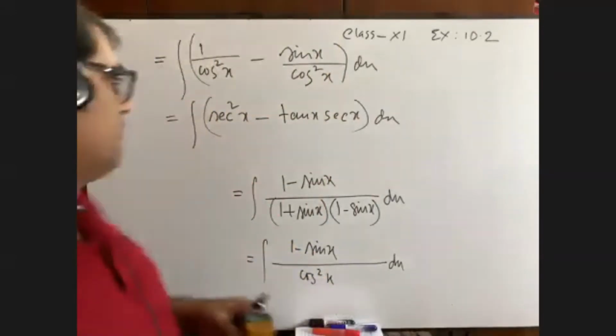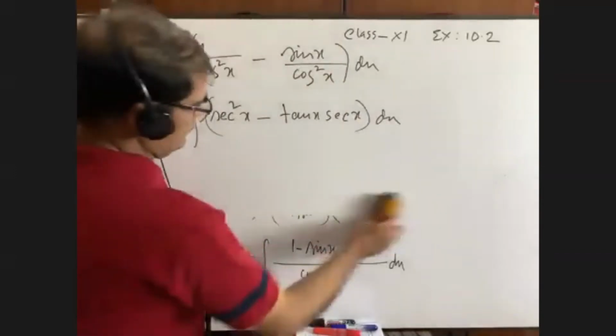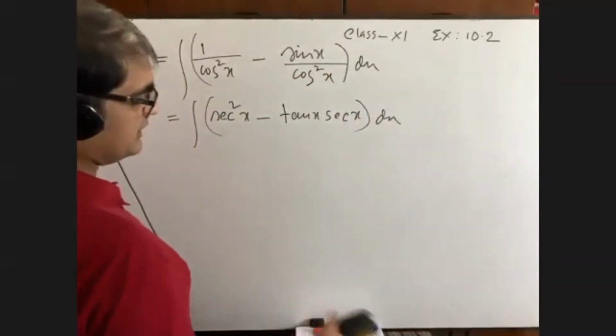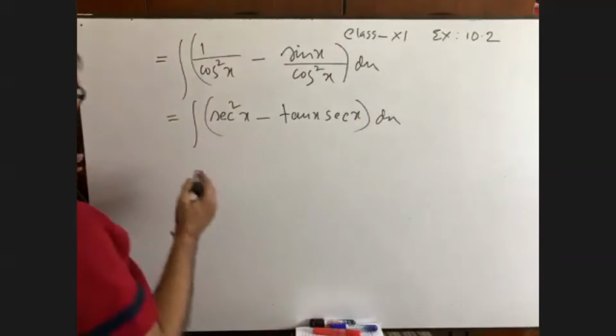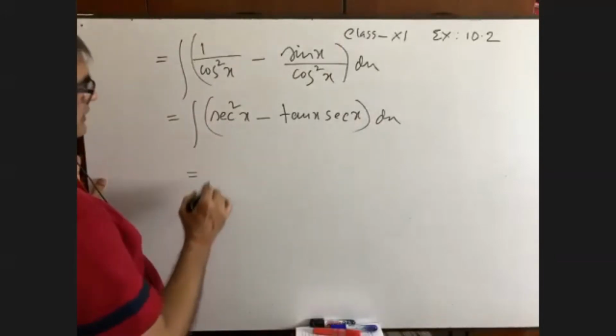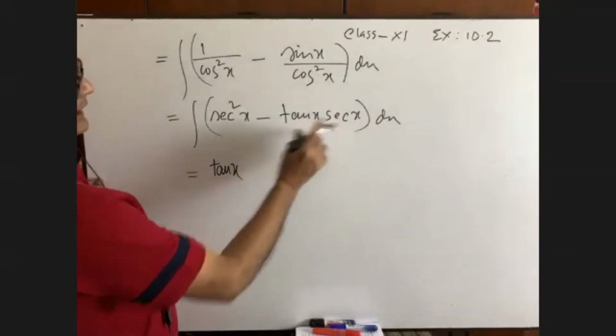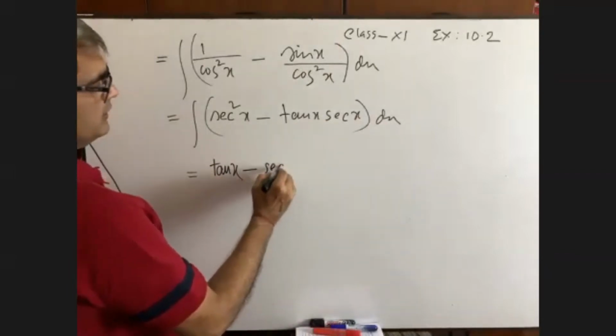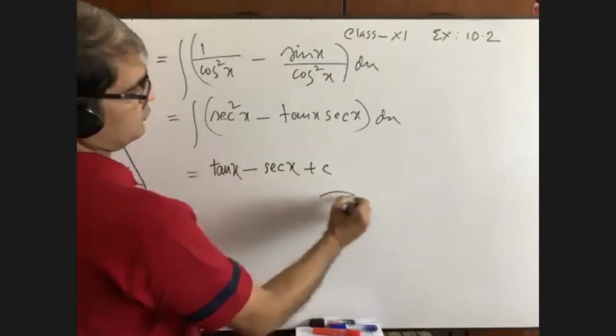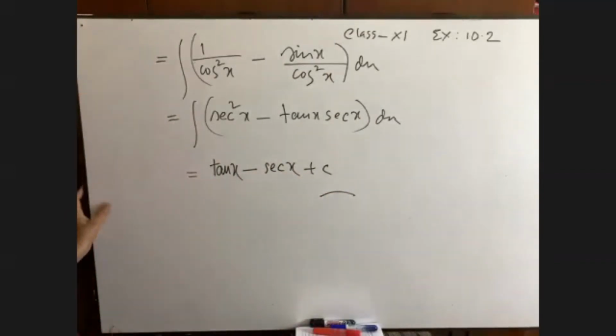Now it is very, very easy for you. This kind of math is normally given in the examination. And sec square x equals to what? Tan x. Tan x sec x equals to what? Sec x plus c, and we are done here. Is it okay to all?